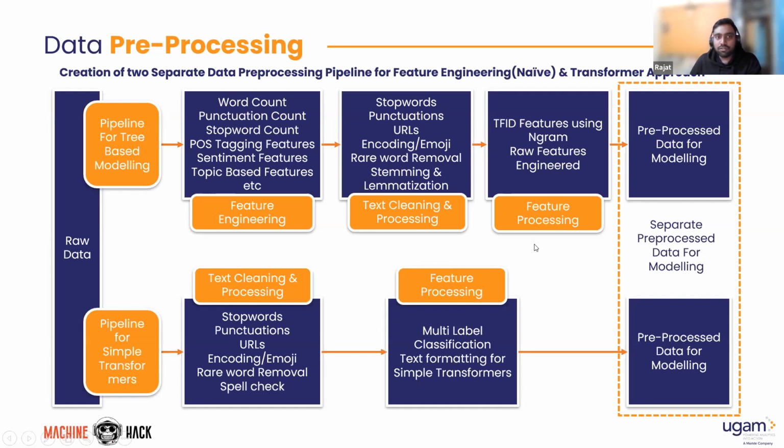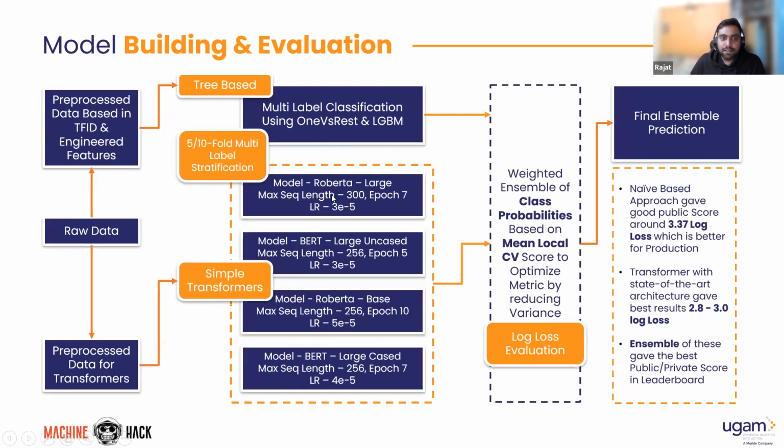Now moving forward to the model building and evaluation. As I said previously, I had this two-pipeline approach. First we have the pre-processed data, which is based on TF-IDF and the engineered features, and we have another dataset which was related to the transformers. So in my first approach, whenever I started the hackathon, I used a multi-label classification methodology using a one-versus-rest classifier and LightGBM. That gave a score of around 3.37 log loss on the public leaderboard, and that was quite good with all the features that I had engineered and everything.